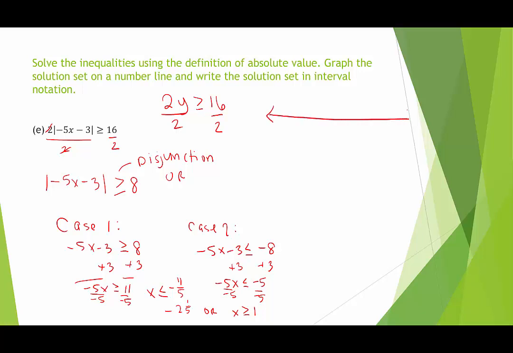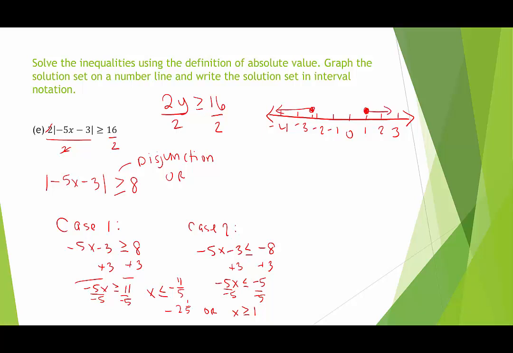Now on my number line, I'm going to use integers, so I'm just going to know that negative 2 1/5 lies between negative 3 and negative 2, closer to negative 2. So we'll start negative 4, negative 3, negative 2, negative 1, 0, 1, 2, 3. And that's going to be a closed circle over negative 2 1/5, and the arrow is going to the left. And we're going to do a closed circle over 1, and the arrow is going to go to the right.